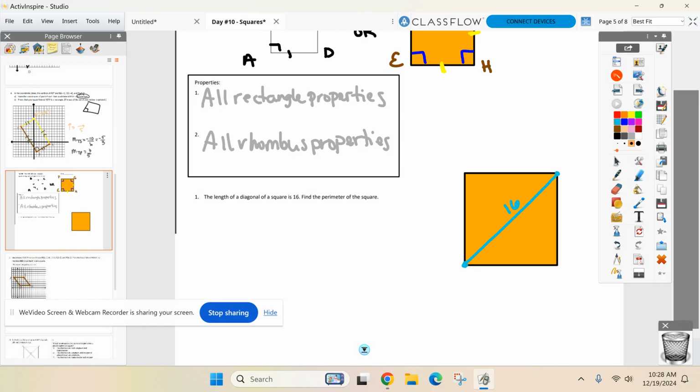But yeah, that is the length of one side. The diagonals bisect each other, so they form a triangle. Because the sides are... oh, yeah, okay. 7 plus 2, 2 is 16 squares. 16 squares. Talk to each other here.